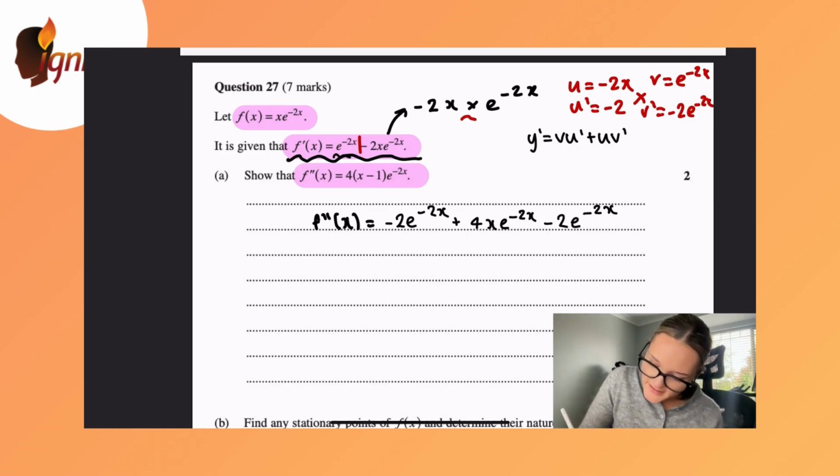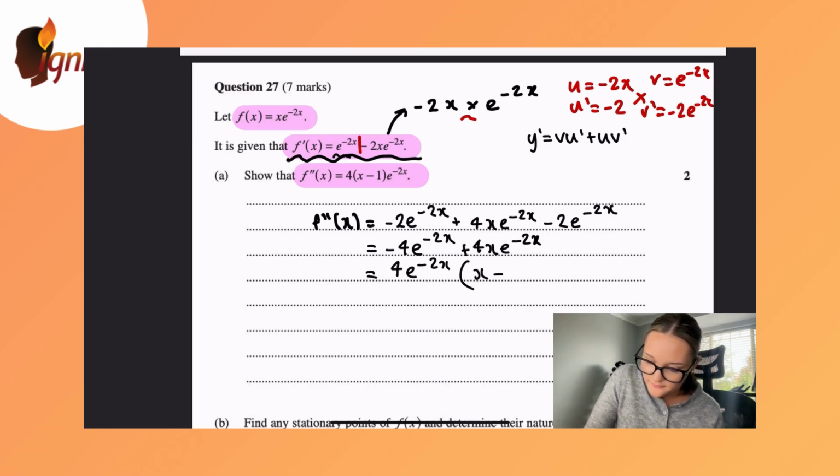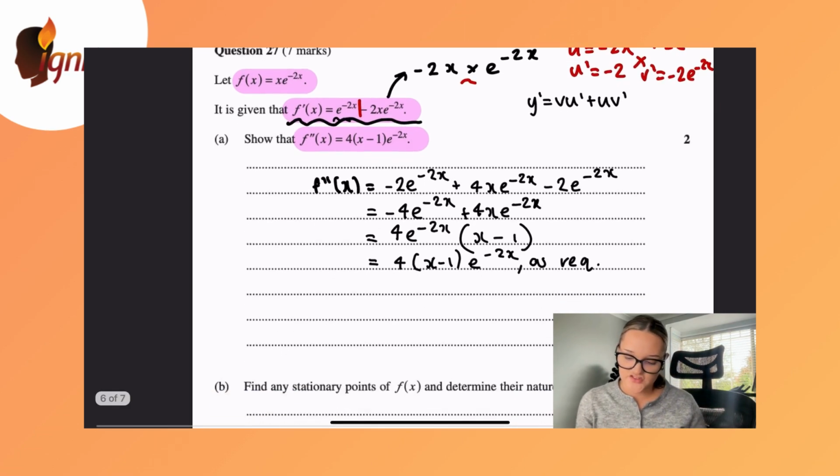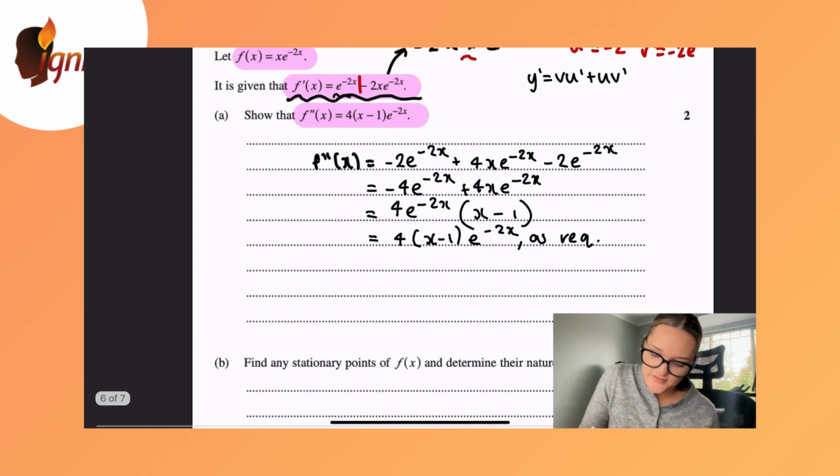Okay, collecting some like terms here, I have negative 4e to the negative 2x plus 4x e to the negative 2x. Pulling out a common factor, I have 4e to the negative 2x times x minus 1. Rewriting this the way the question gives us, we have 4 times x minus 1 times e to the negative 2x, and that's as required since it was a show that question. So that's how we can differentiate to find the second derivative. This is my second derivative function there.